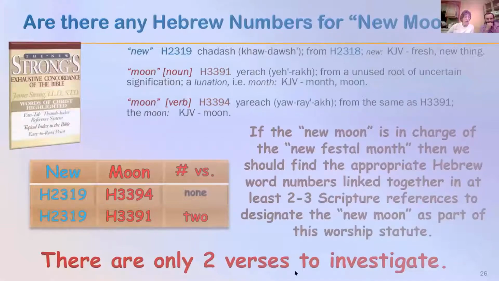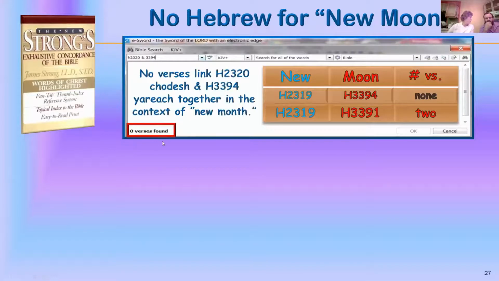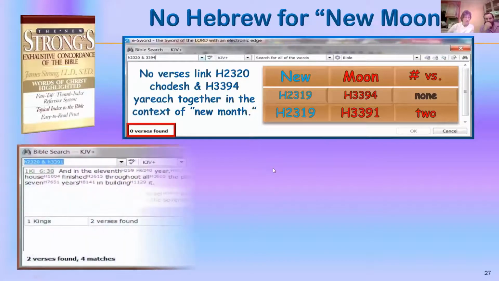I will show you here. This is in eSword right there. This is what I did. I just put in 2320 and 3394. And like I said, there was nothing. Told me right there, 0 verses found. No verses link 2320 to 3394 in the same verse that would say new moon as a new literal moon in the sky, right? Or a crescent moon or whatever. Okay, let's look at the other one.